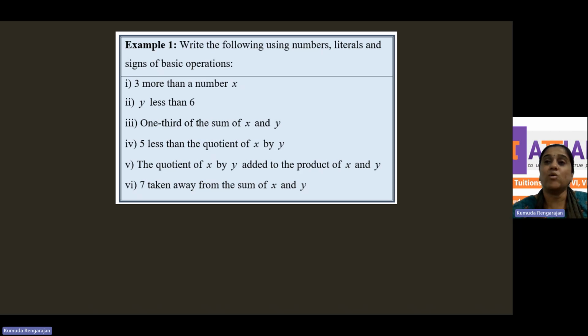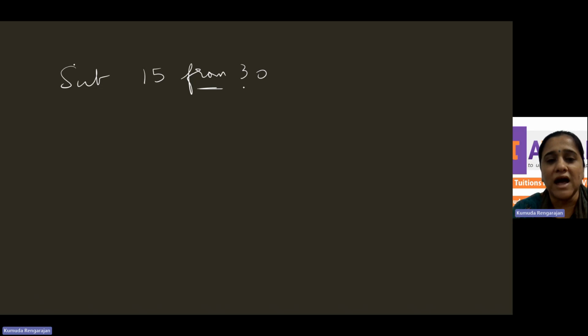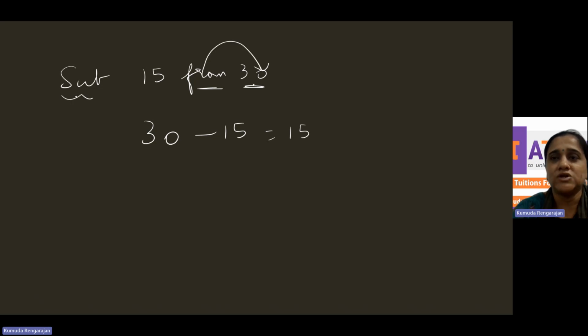Now, 3 more than a number X. While finding the difference, we have learned something from our teacher. If I say subtract 15 from 30, what should we write? Whatever comes after "from" should be written first: 30 minus 15, which is 15.